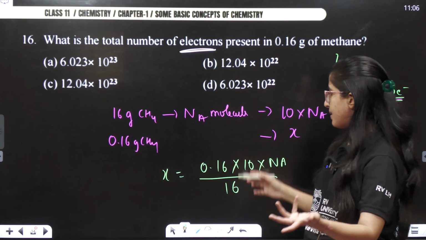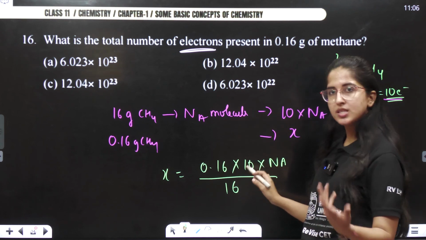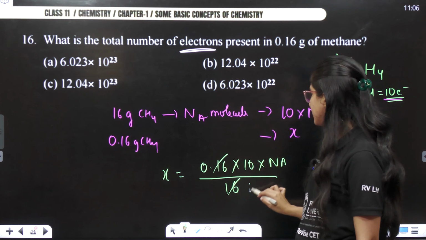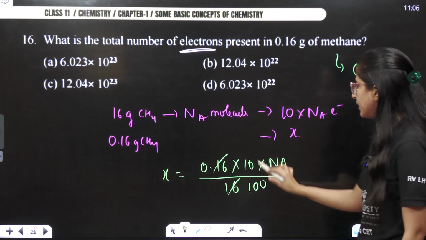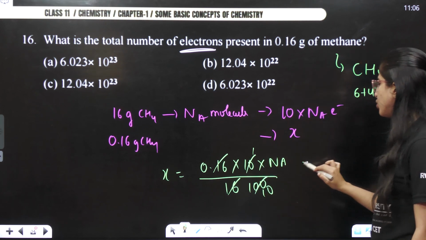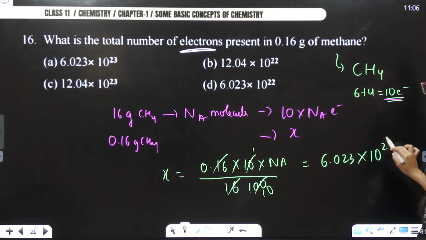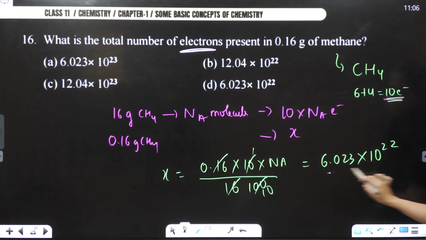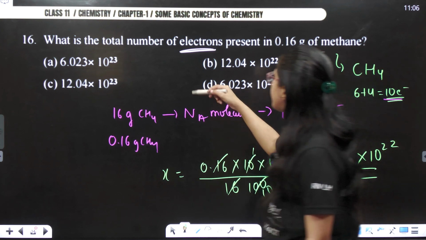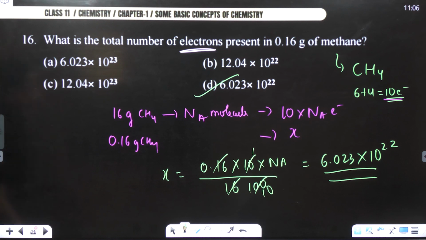So if I multiply by 100 here on both sides, it will come like this. Correct? 10 ones are 10, tens are 100. So you will get 6.023 into 10 raised to 23 divided by 10. It will give you 22. So the correct option will be your option number D.